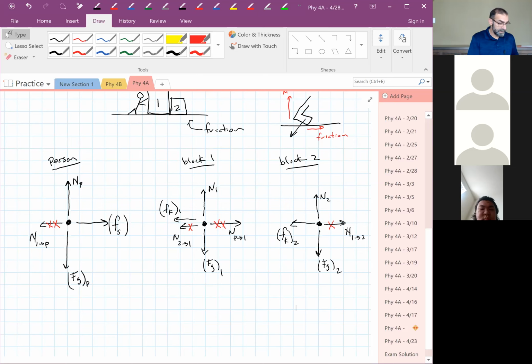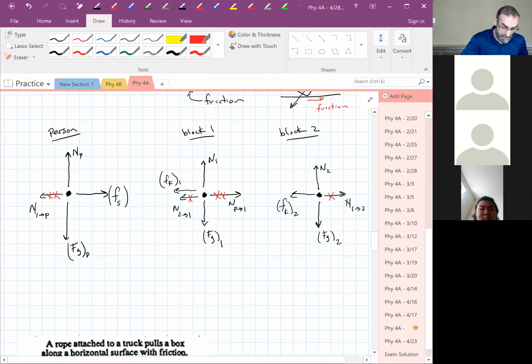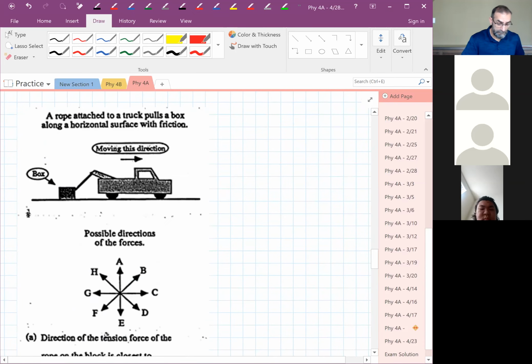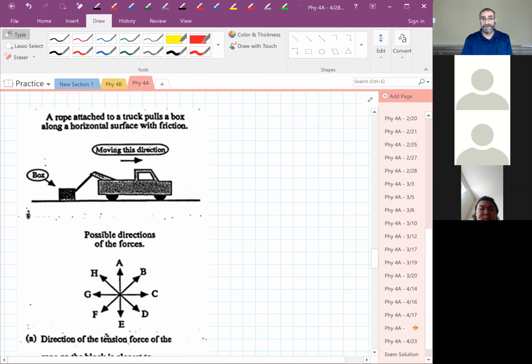Okay, let's move on. All right, let's take a look at this situation. We've got a box being pulled by this rope attached to this truck. There's friction. The truck is moving, dragging the box behind it as it moves.